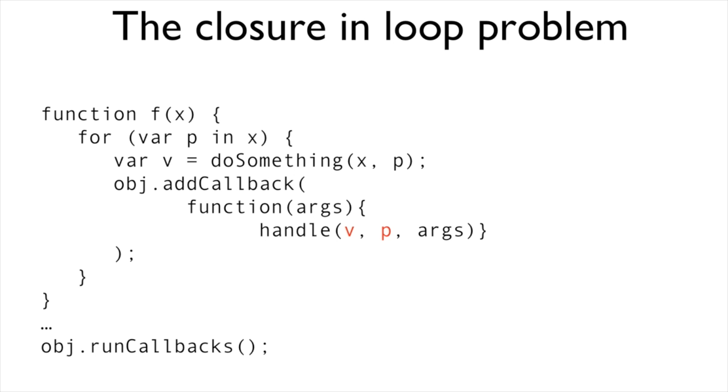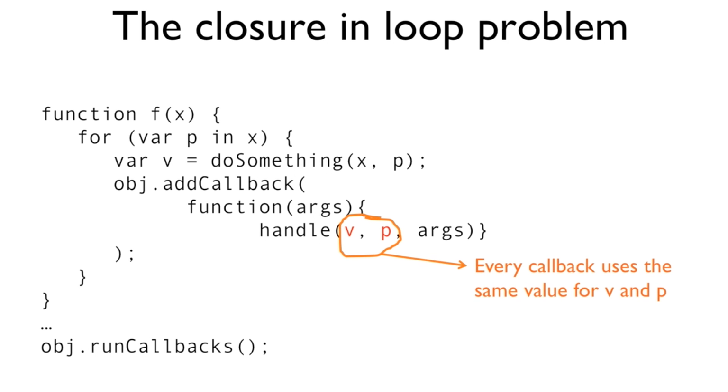Those of you who are experienced JavaScript programmers probably see a bug here, a bug you probably encountered. The bug is that each of these callbacks that are installed in this loop all end up using the same value for v and p down here when the callbacks are activated.